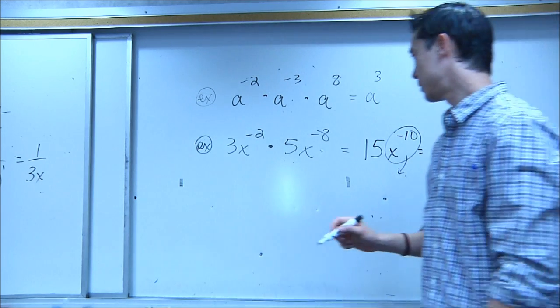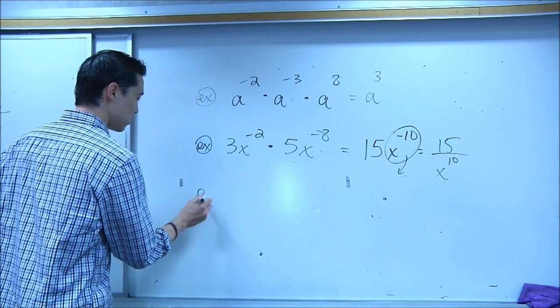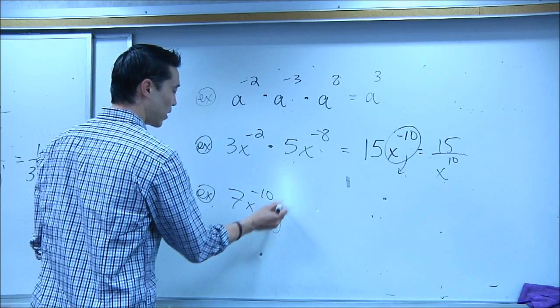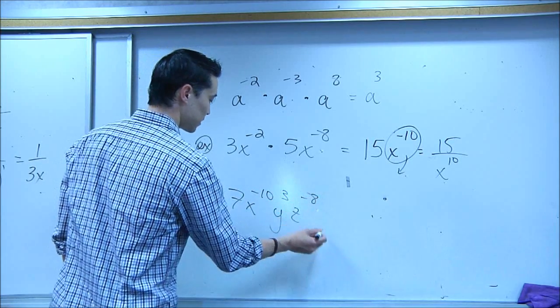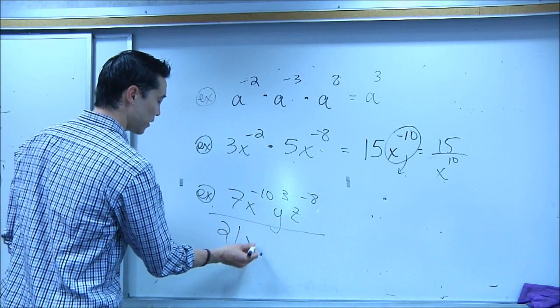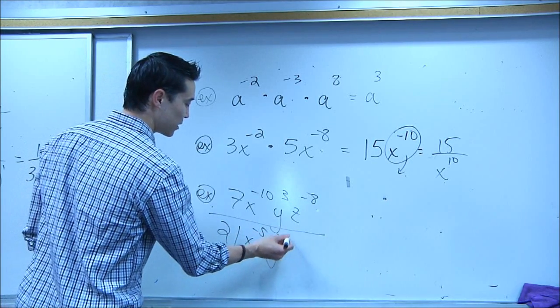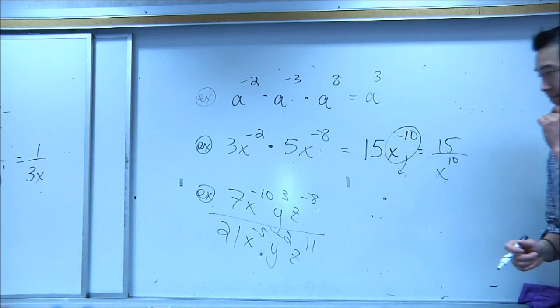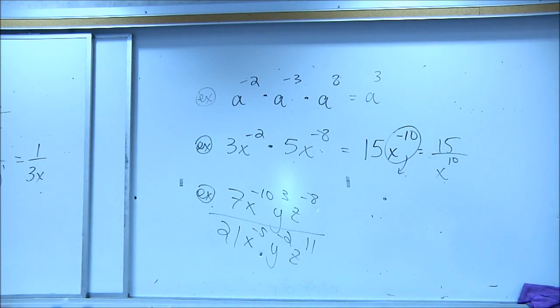Okay? All right, let's try this one. 7 x to the negative 10, y to the third, z to the negative 8, over 21 x to the negative 5, y to the negative 2, z to the 11. Okay? All right. The very first thing I would do in this problem is I would circle any of those variable factors that have a negative exponent, and I would move them. That would be the very first thing I would do.